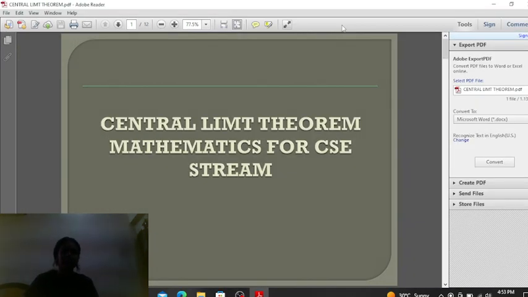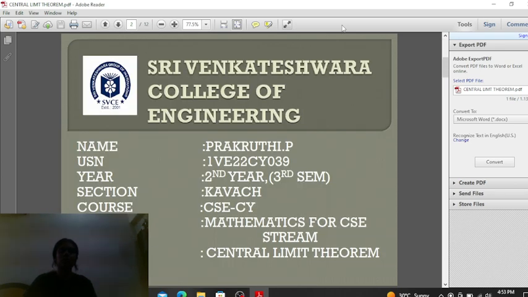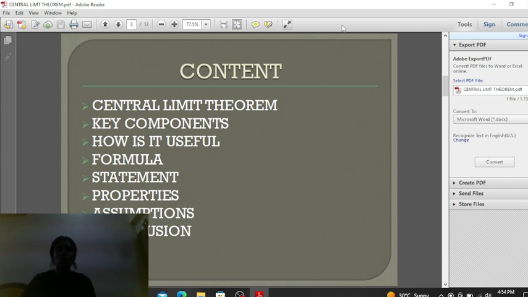I'm a second year computer science engineering student studying in Sri Venkateshwara College of Engineering, and today I'm here to give a presentation on the central limit theorem in the subject Mathematics for the CSE stream. To begin with, I'll be covering the central limit theorem, what its key components are, how it is useful, its formula, statement, properties and assumptions.